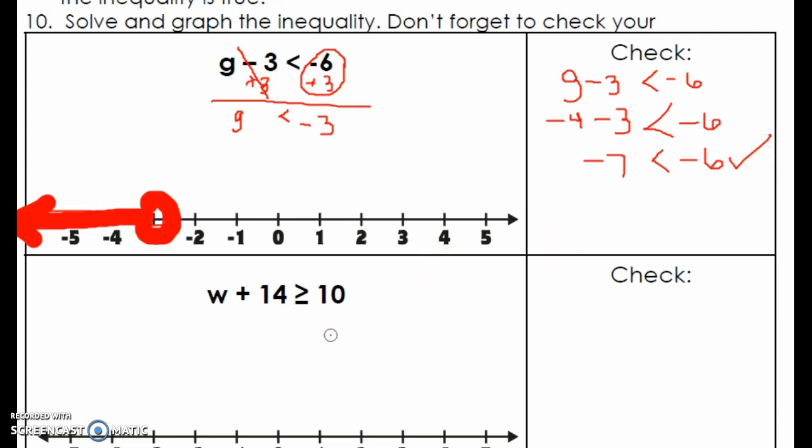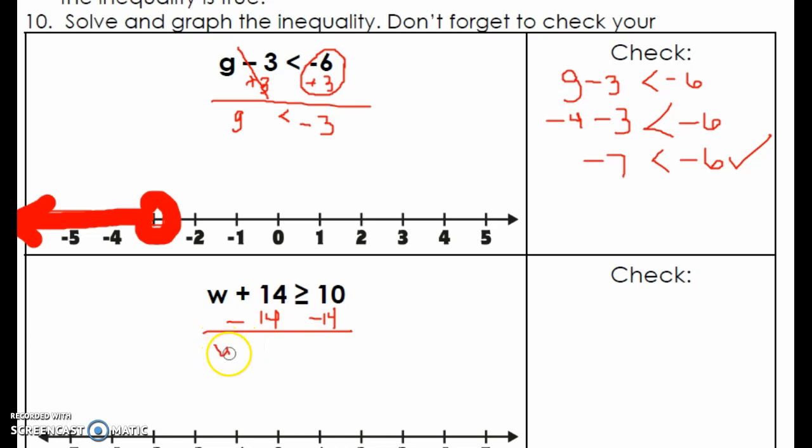I have w plus 14 is greater than or equal to 10. I need to move my constant, so I'm going to move the 14. The first thing I'm going to do is the opposite. So the opposite of positive 14 is negative 14. Whatever I do to the left side, I have to do to the right. Draw my one line underneath.